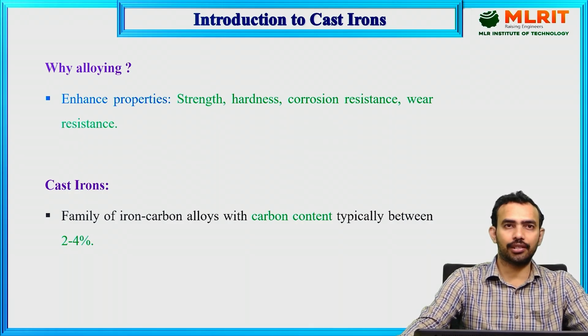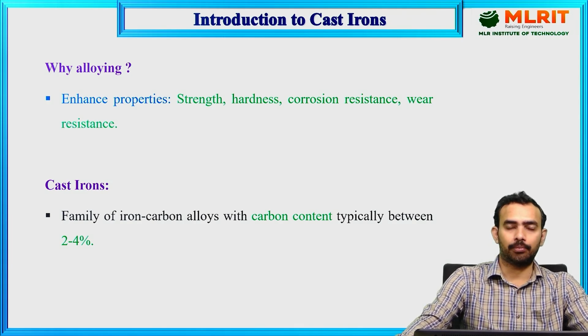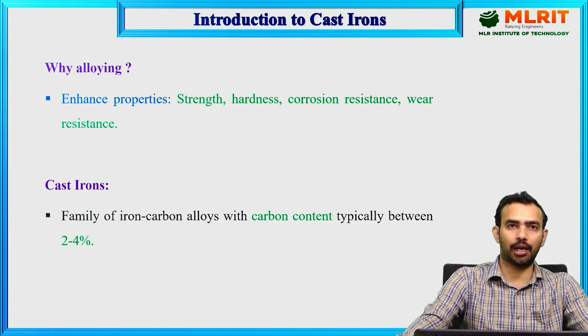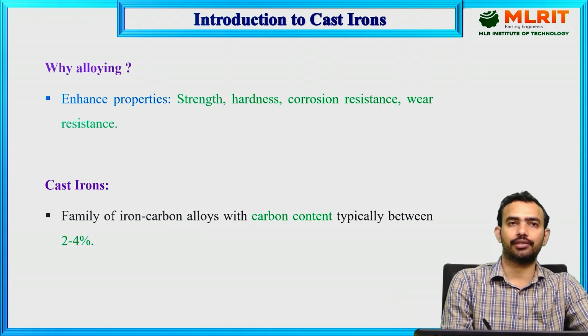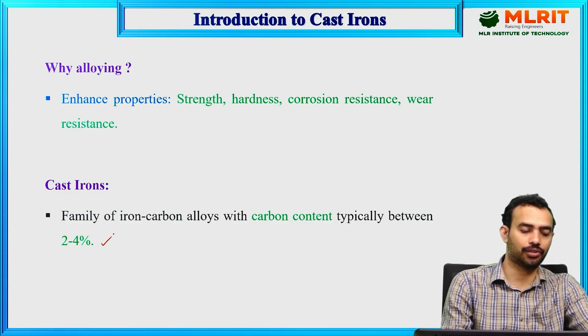If you see, cast irons are a family of iron carbon alloys with carbon content typically ranging from 2 to 4% in practical scenarios. But as per the iron carbon phase diagram, up to 2.14 weight percentage of carbon, we categorize them as steels. Then from there on, from 2.14 to 6.67 weight percentage of carbon, we term it as cast iron.